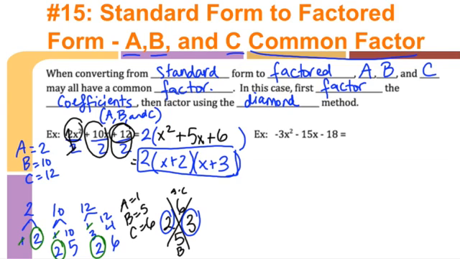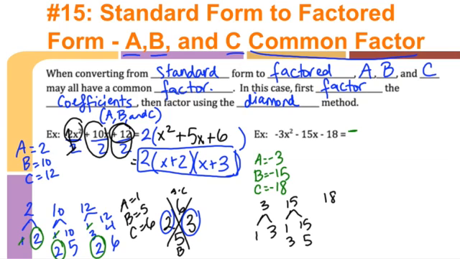This next example has A is equal to negative 3, B is equal to negative 15, and C is equal to negative 18. So whenever A is negative, it might be a good start to make sure that the number that you divide out is going to be negative. So let's look at these factors. 3 has 1 and 3. 15 has 1 and 15, and 3 and 5. 18 has 1 and 18, 2 and 9, 3 and 6.